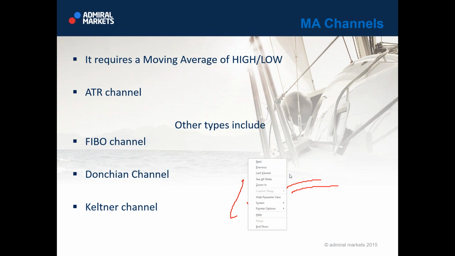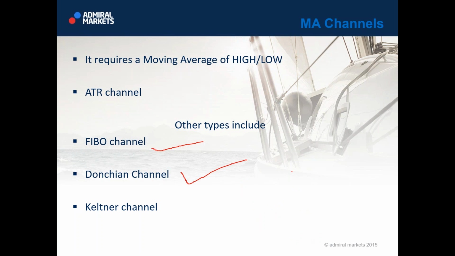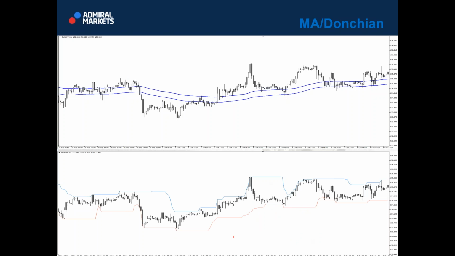Then there is ATR channel, which basically takes ATR range into account, and it's used in some systems. Other types include Fibonacci channels based on Fibonacci numbers, Donchian channels, which are also volatility channels, and Keltner channel. So those are other types of channels. This is a representation of an MA channel. Usually an MA channel will look like this, and this is the representation of a Donchian channel.